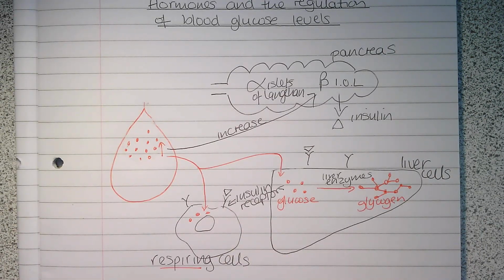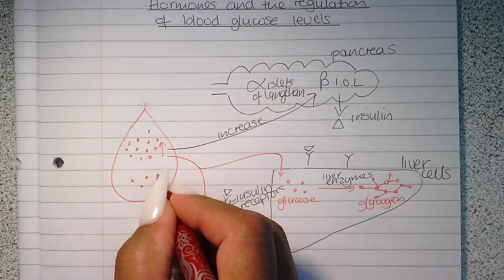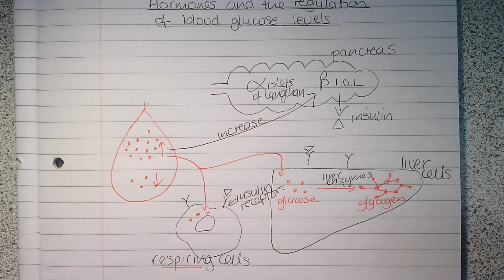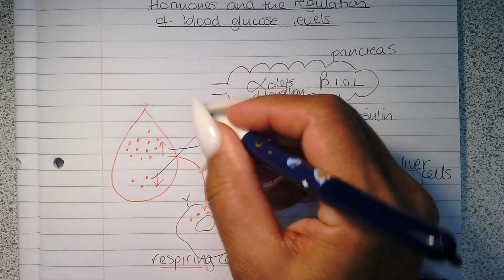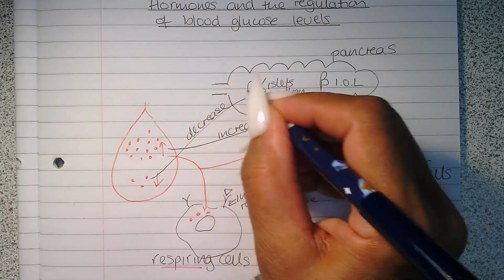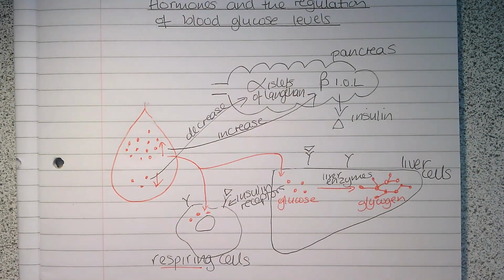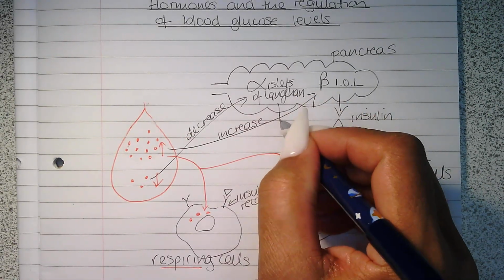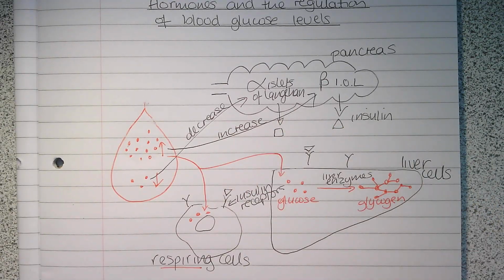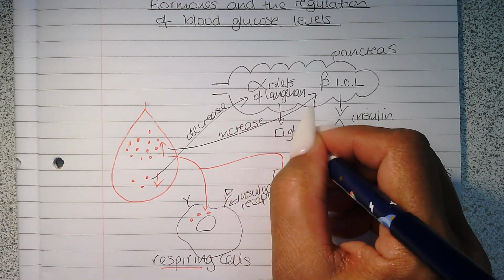Okay. Let's fast forward to about 3 or 4 hours after eating, or maybe when we're sleeping. Okay, we haven't just eaten. Our cells still need to respire. So our blood glucose level might be a bit low. This decrease in blood glucose is detected by the alpha islet of Langerhans cells in the pancreas. And as a result, the alpha cells will release a different hormone called glucagon.